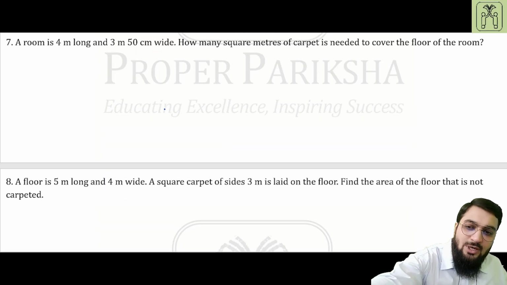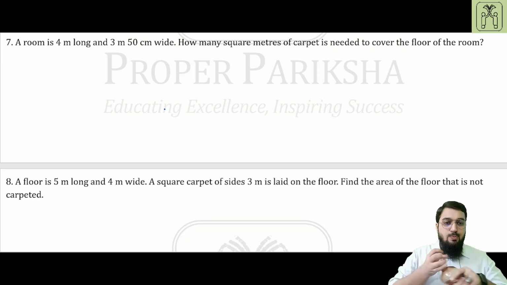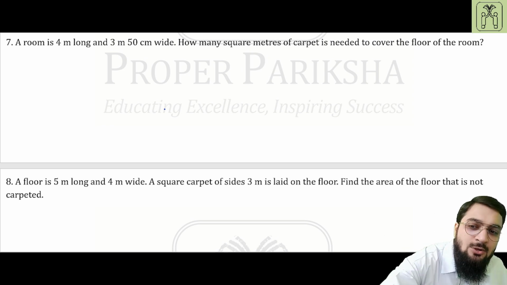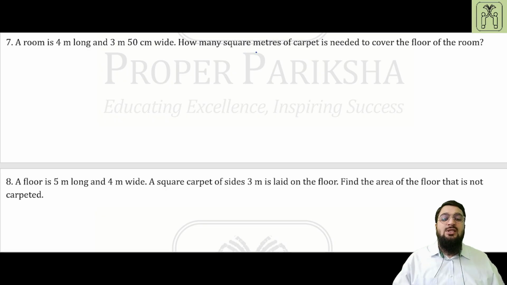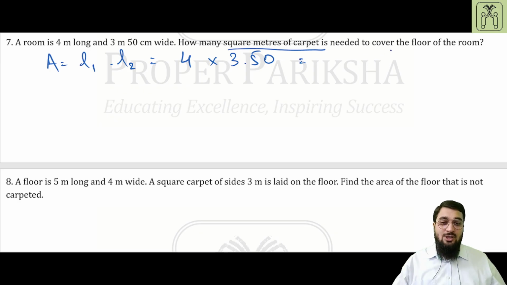A room is 4 meter long and 3.5 meter wide. Okay, so we just have to find the area and that will be the answer for the square meters of carpet needed to cover the floor of the room. So A is equal to L1 L2, that is 4 into 3.5. So 3.5 will be multiplied by 4, 4 5s are 20, 2 here, 4 3s are 12, plus 2, 14.